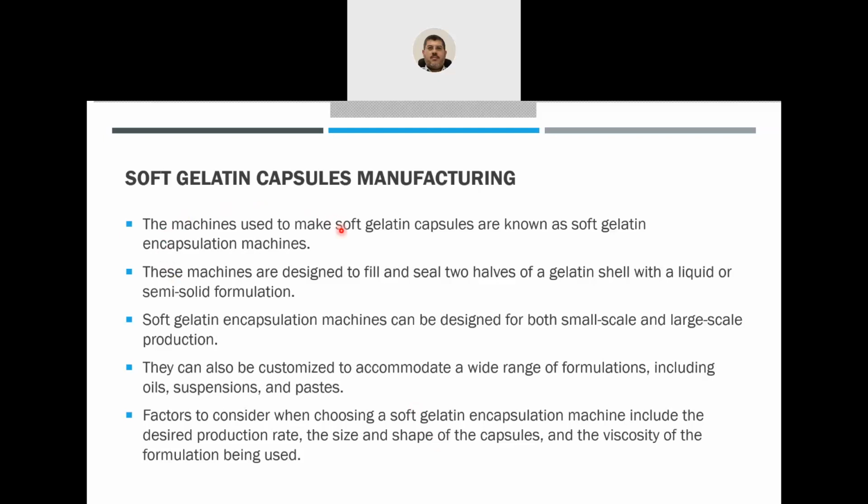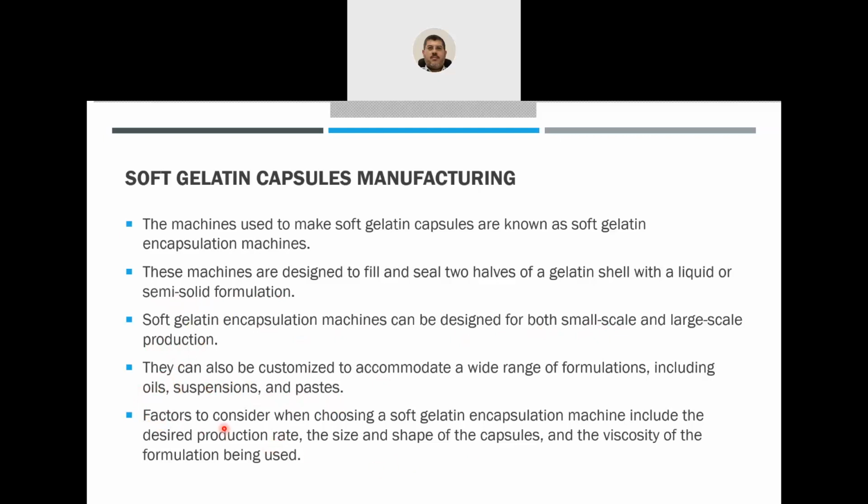The machines used to make soft gelatin capsules are known as soft gelatin encapsulation machines. They are designed to fill and seal two halves of gelatin shell with a liquid or semi-solid formulation. Soft gelatin encapsulation machines can be designed for both small-scale and large-scale production, and can also be customized to accommodate a wide range of formulations, including oils, suspensions, and pastes. They can all be filled into soft gelatin capsules.